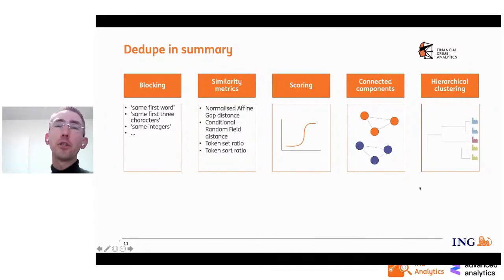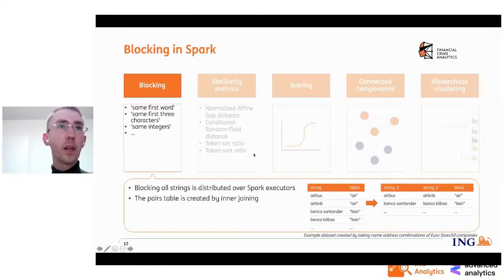In each of these steps, we basically took parts of the Dedupe package and put that into Spark to make it work at extremely large scale, like millions of rows. In the blocking phase, we distribute blocking over all Spark executors. This operation is independent, so we could distribute that over the executors.